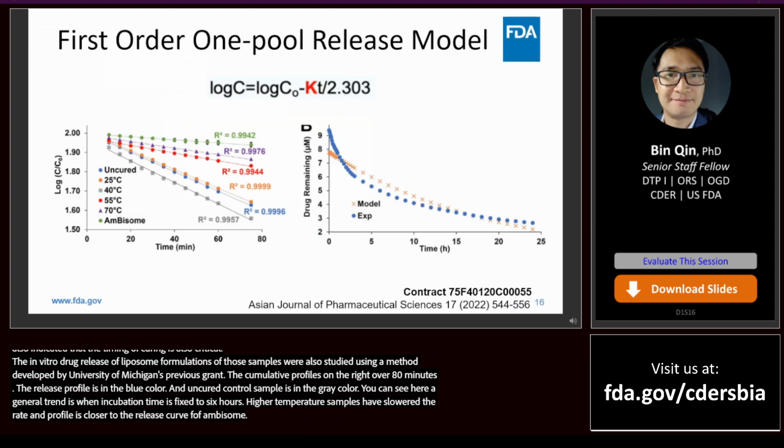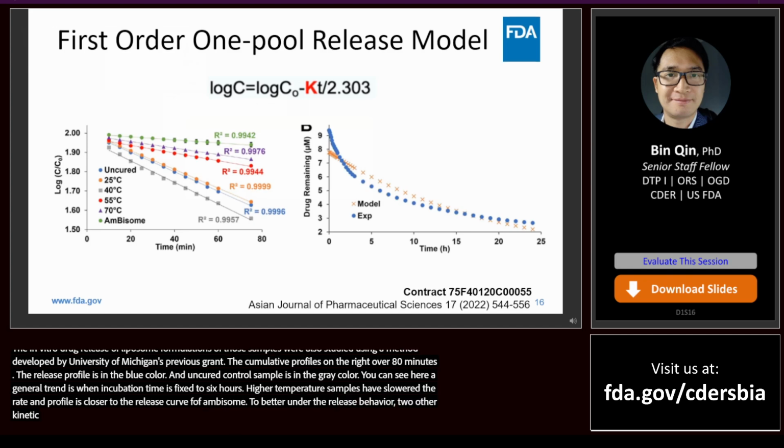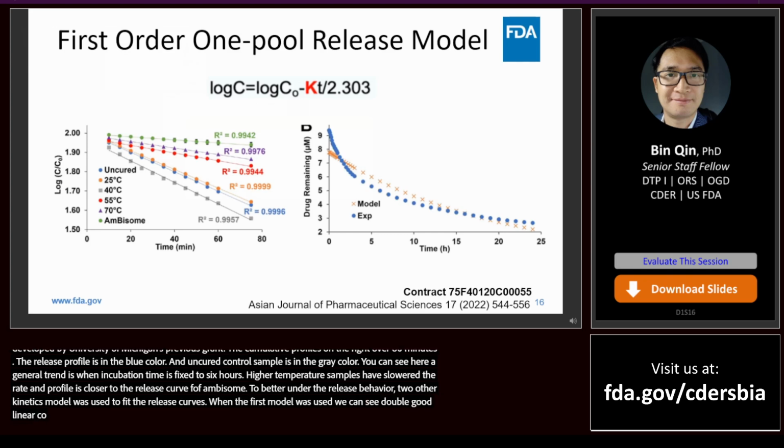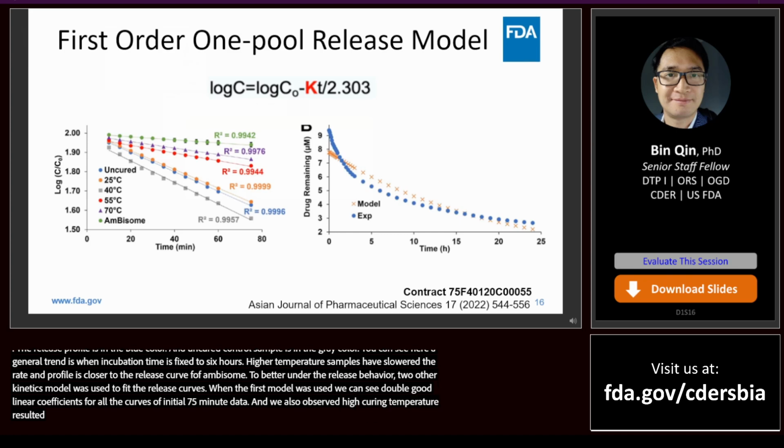To better understand the drug release behavior, two first-order release kinetics models were used to fit the release curves. When the first, one-pool release model was used, we can see there were good linear correlation coefficients for all the curves of initial 75 minutes data. And we also observed high curing temperature resulted in a slower release. However, this model poorly fit the full 24 hours release curve.